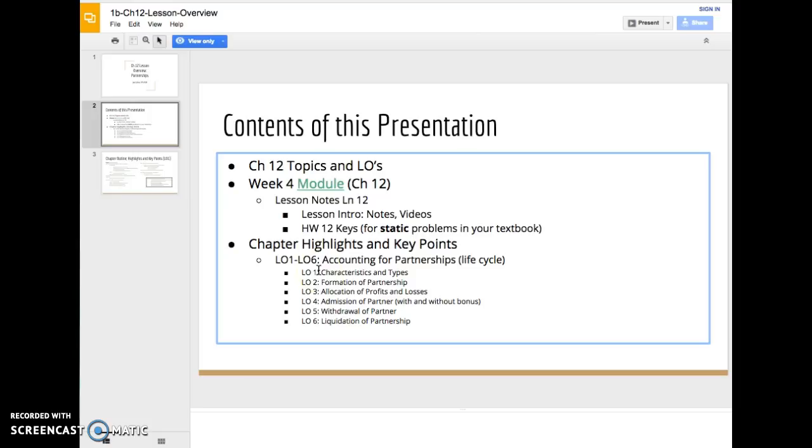So we're accounting for partnerships. And in this case, they walk you through the life cycle of a partnership. Firstly, they give you some general information about what a partnership is and which types exist. They're also going to move on to formation of a partnership, how to divide or allocate profits and losses among the partners, how to admit a new partner. Sometimes you admit a partner with or without a bonus. And then how to withdraw a partner. And finally, how to liquidate or finalize the partnership.